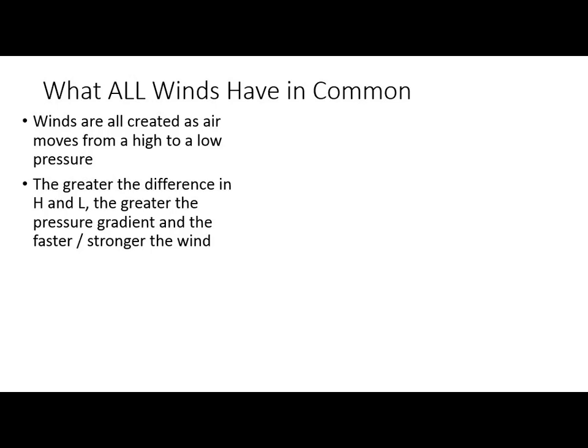As I said, the tighter the isobars, the more you're falling off a cliff. If you have widely spaced isobars, you can take a leisurely jump down the road. So the greater the difference, which would be tight isobars, the greater the gradient, and the faster or stronger the wind. All right, so here we go.